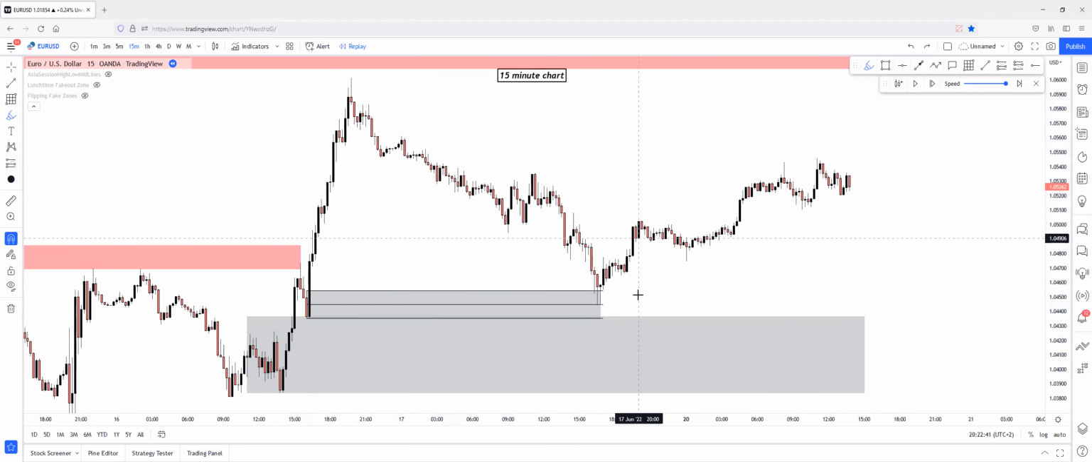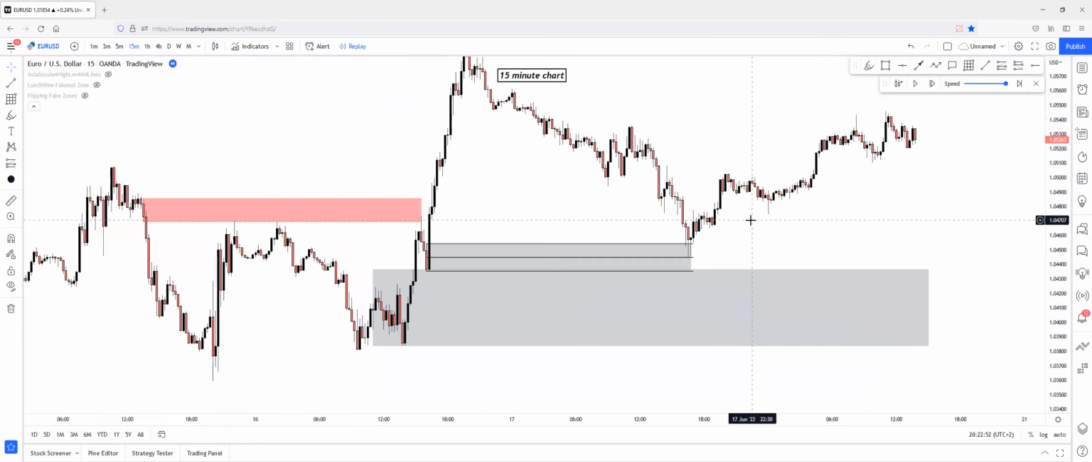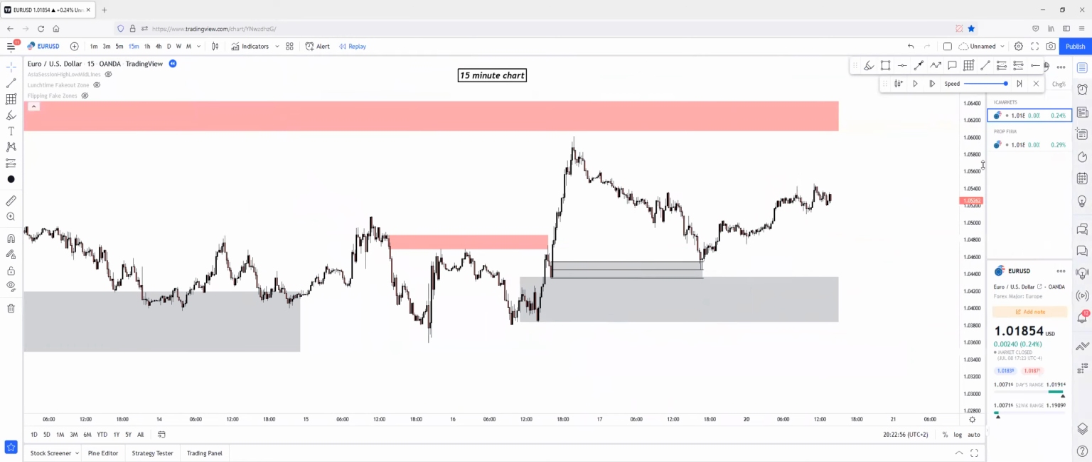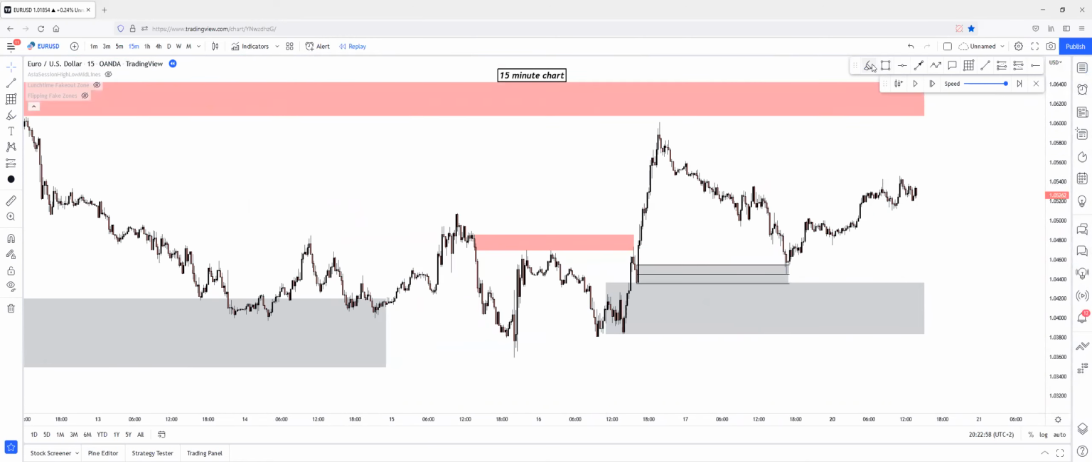As you can see, after the perfect 50% mitigation, price has just reversed immediately to the upside. So this is the power. This is the magic of the 50% mitigation. Basically, if there's a 50% mitigation, there will be a reversal 90% of the time. And this rule goes on for every single zone on every single time frame.